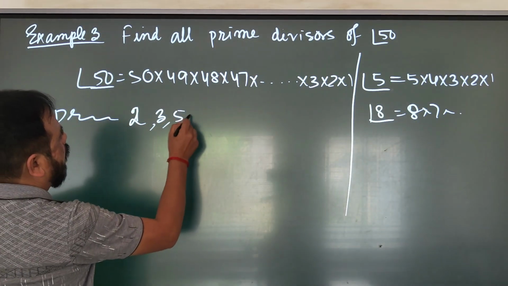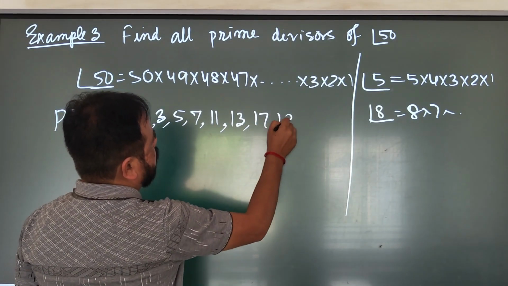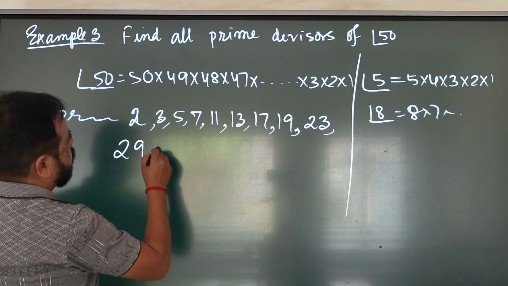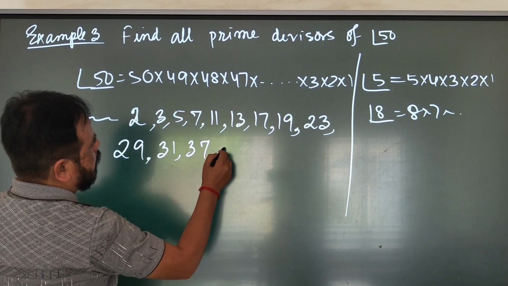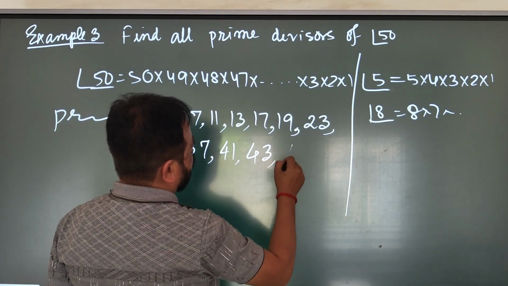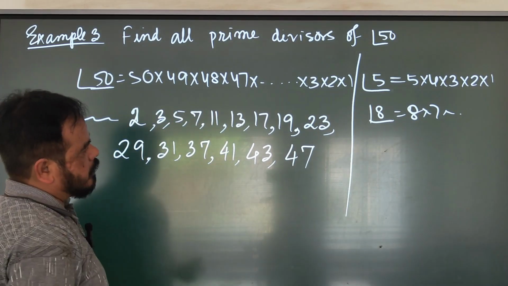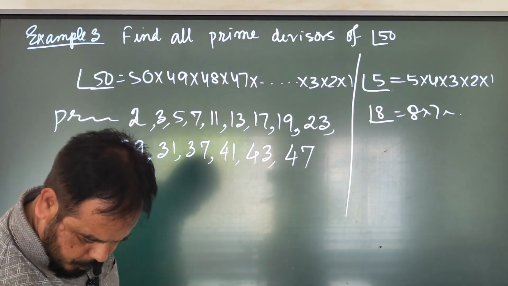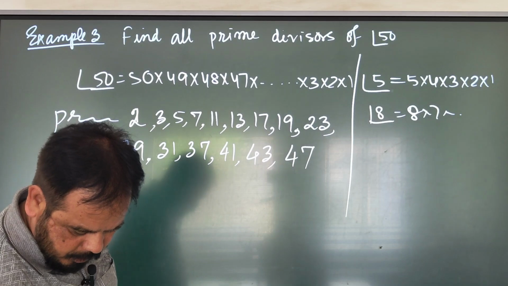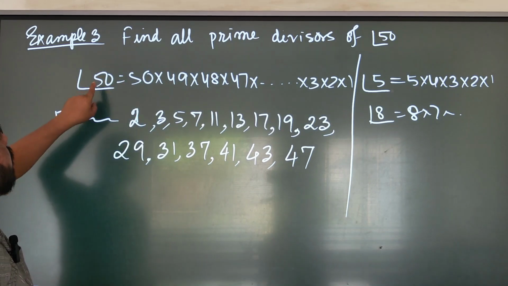2, 3, 5, 7, 11, 13, 17, 19, 23, 29, 31, 37, 41, 43, 47. I think this is right, you can check it, no problem. 2, 3, 5, 7, 11, 13, 17, 19, 23, 29, 31, 37, 41, 43 and 47. Therefore, all these numbers are prime divisors of factorial 50.